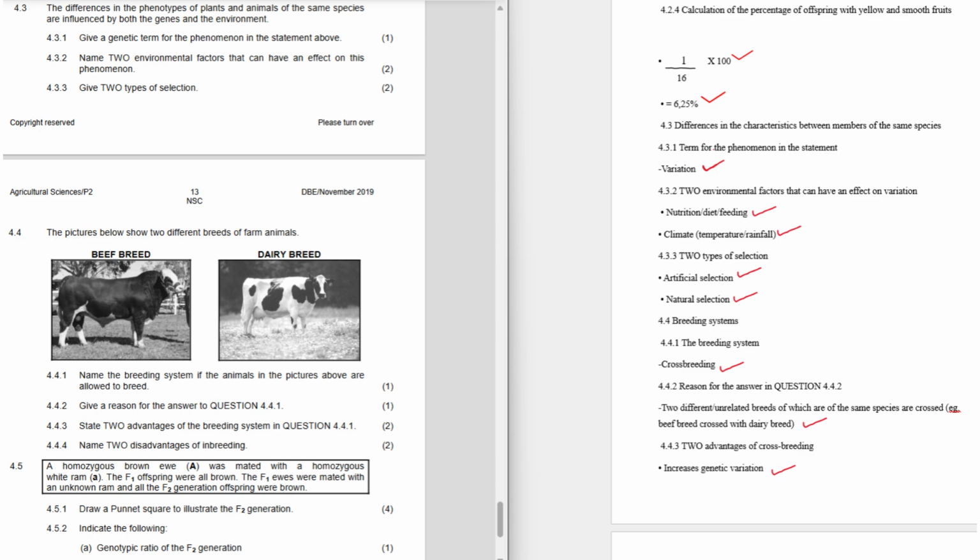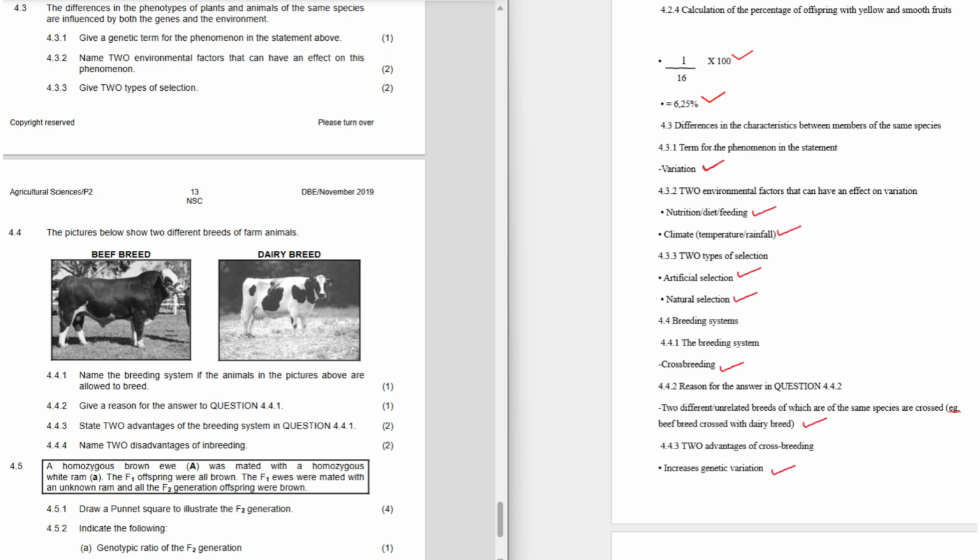Then they'll ask you to give a reason for your answer. Why are we saying cross breeding? Two different breeds, which are of the same species, are allowed to breed, because we have a beef breed and a dairy breed.